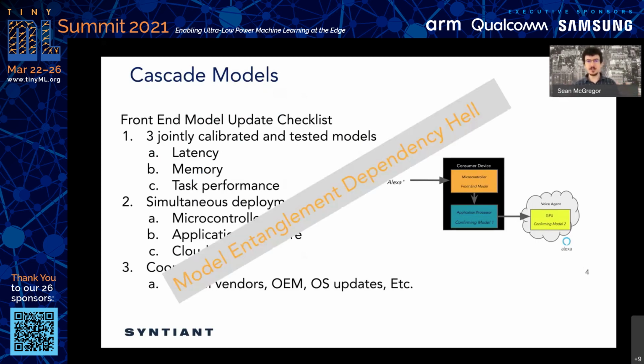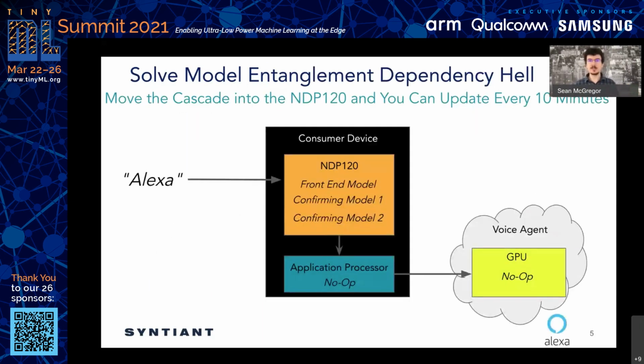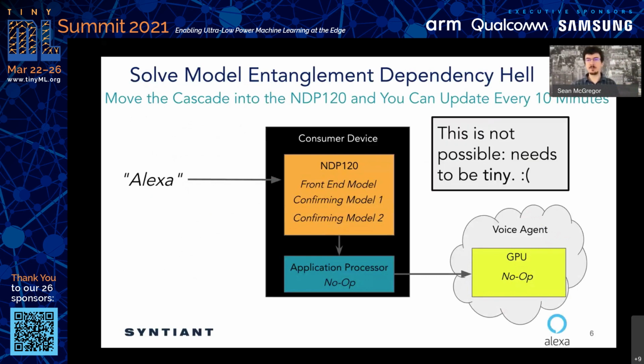So this is really what, in the machine learning community, we call a model entanglement problem, and what's more kind of a dependency hell. All these problems are solvable, but just logistically bringing it all together is quite challenging. The ideal solution here would be to just vacuum all those models up into one footprint. Here I put it inside the NDP 120's block, but the problem is this is not possible because it needs to be tiny if it's running in the front end of the solution stack.